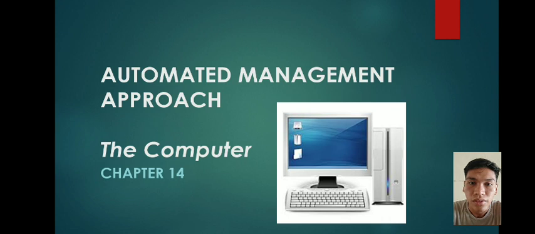Computer. So in this lesson I will discuss the computer, the importance of the computer, and also the functions of a computer in a business organization.